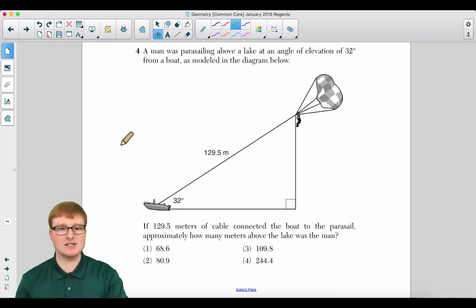A man was parasailing above a lake at an angle of elevation of 32 degrees from a boat as modeled in the diagram below. If 129.5 meters of cable connected the boat to the parasail, approximately how many meters above the lake was the man?